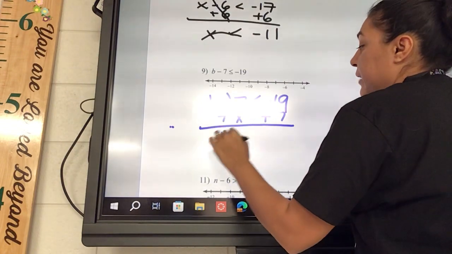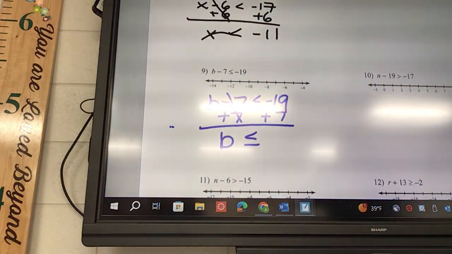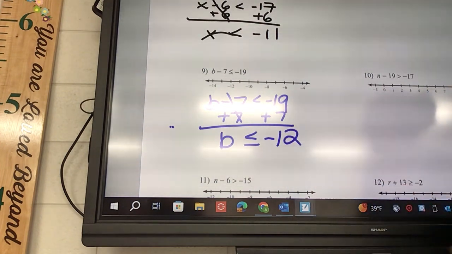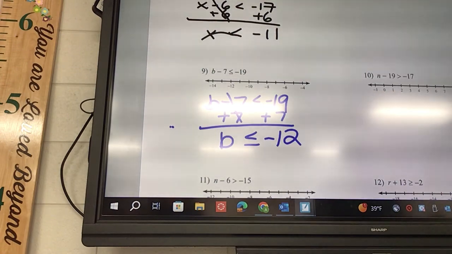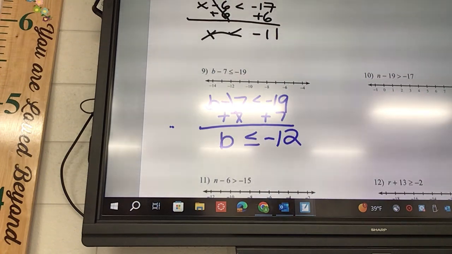Okay, what is negative 19 plus 7? Negative 12. Okay, so on the negative 12, is that going to be open or closed? It's going to be closed. So go to the negative 12 and put a closed dot.